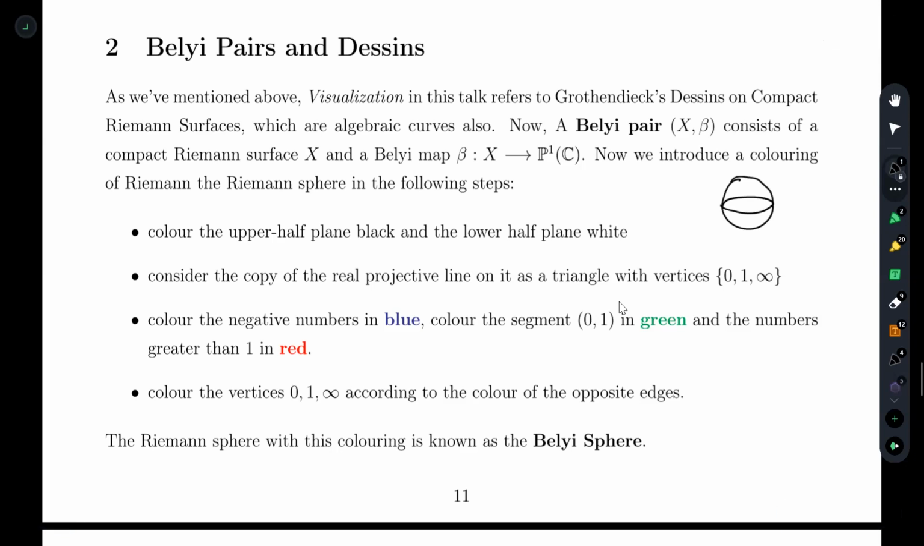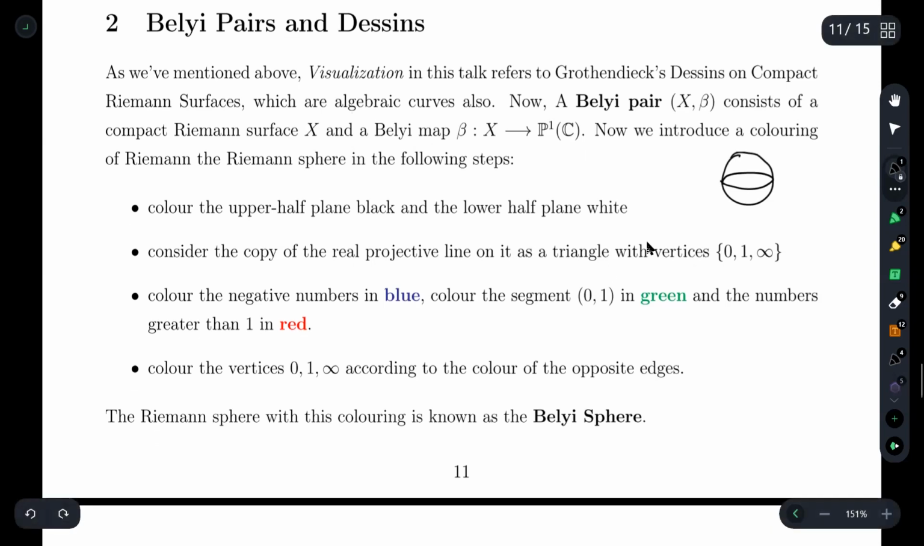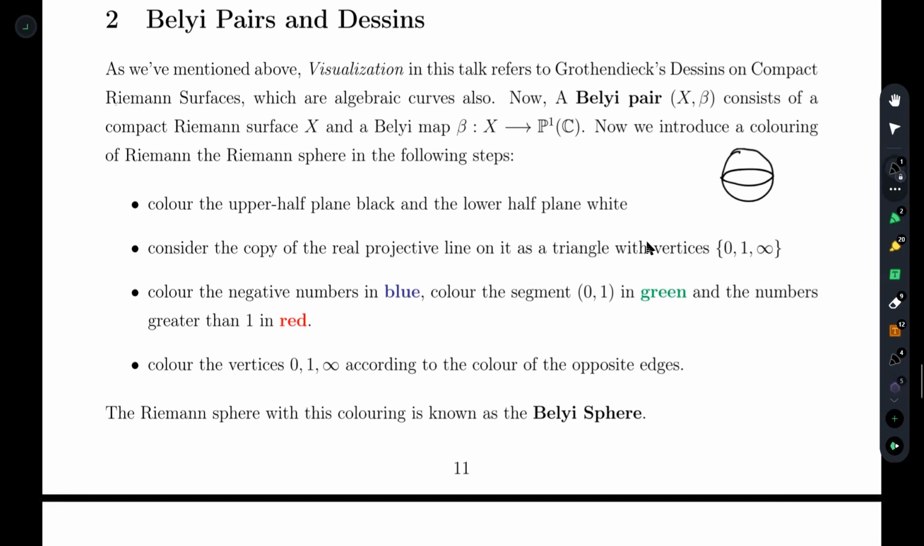And I will consider the three points 0, 1 and infinity. I will color the part which is less than 0 in blue, and I will color the segment 0, 1 in green, and I will color the segment which is greater than 1 in red. And I will color the points 0, 1, infinity according to the color of the opposite sides of this triangle with vertices 0, 1, infinity.